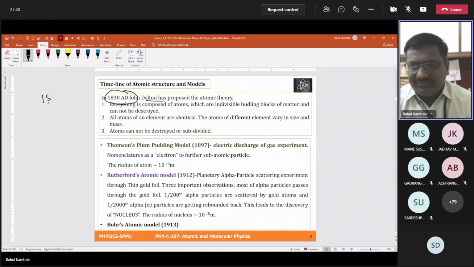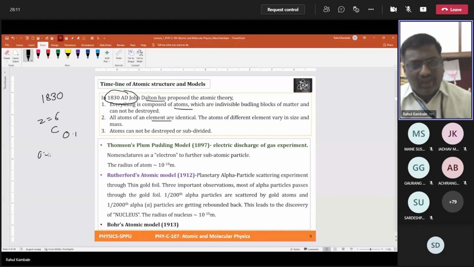See, student, see the year. Everything is composed of atoms, which are indivisible building blocks of matter and cannot be destroyed. All atoms of an element are identical. Suppose Z is equal to 6, carbon. It is not that a carbon in Pune University is of 0.1 nanometer size and in Kolhapur it is 0.2 nanometer size. It is not like that. All atoms of an element are identical. This is what he is saying.